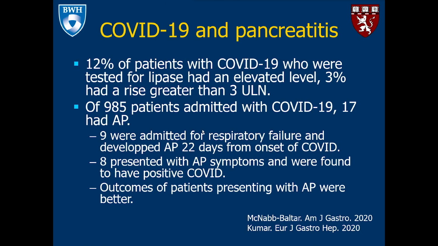So we've studied this here, and we saw that about 12% of the patients with COVID who were tested for a lipase had an elevated level, and that about 3% had a rise greater than 3 times the upper limit of normal. We also assessed all patients that were admitted with COVID and found that 17 of them had a diagnosis of acute pancreatitis. And in our cohort, we saw that 9 patients were admitted with respiratory failure and later developed acute pancreatitis about 22 days from the onset of COVID, whereas 8 patients presented with acute pancreatitis symptoms in the emergency room and were found to be positive for COVID.